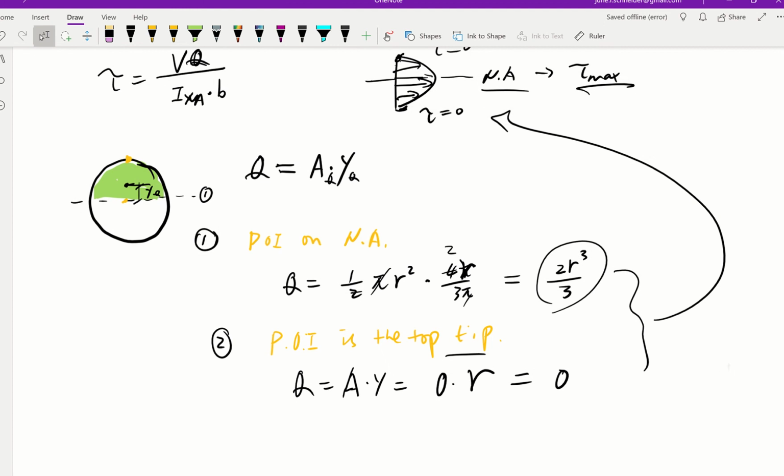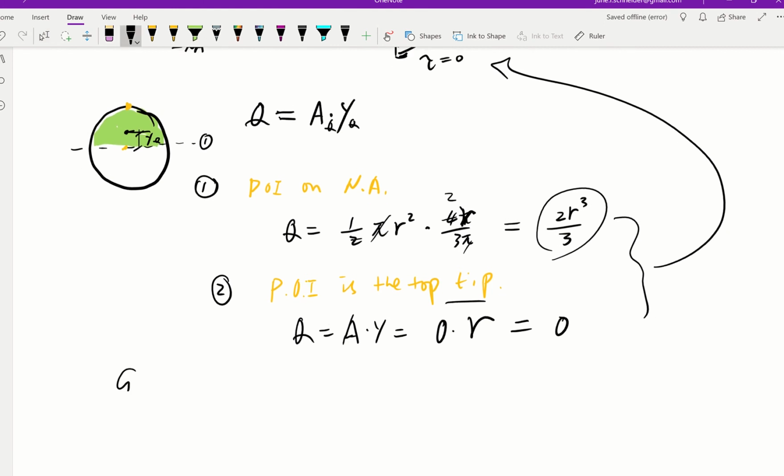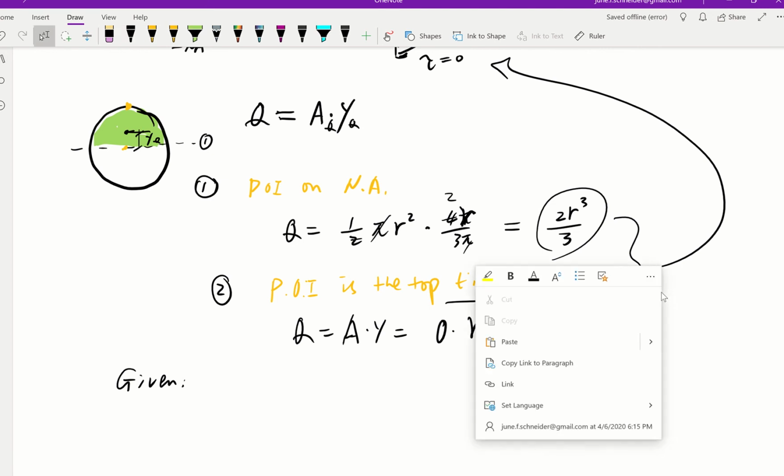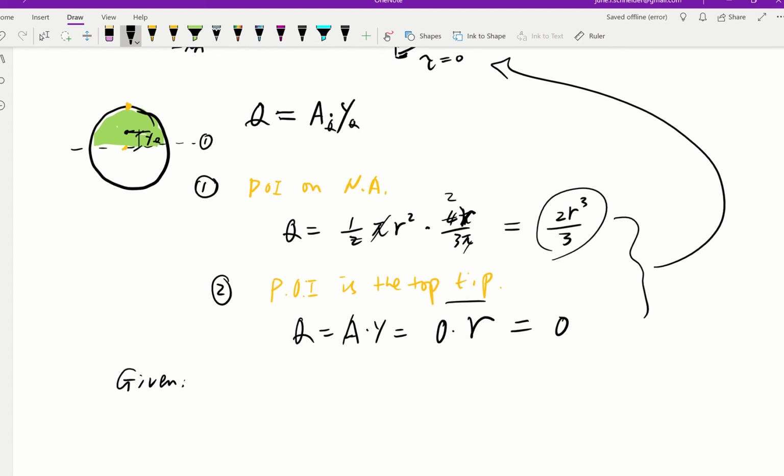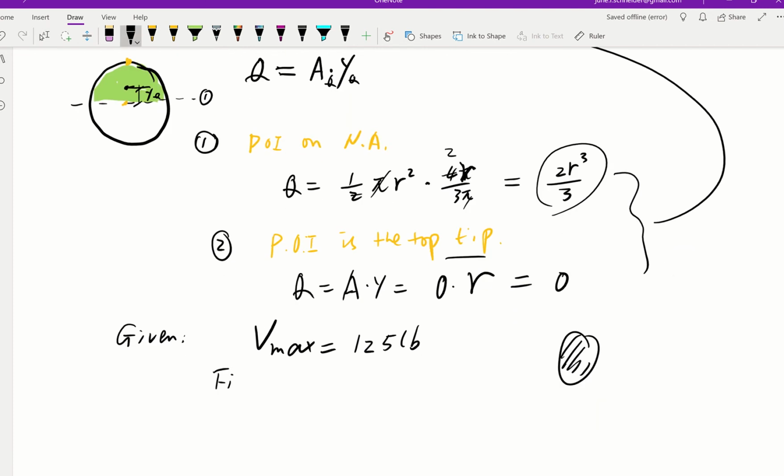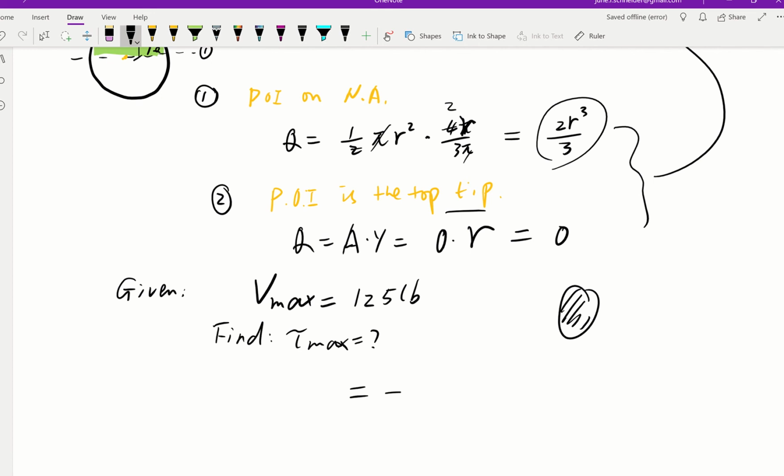Imagine we can do a quick example. Given, and for this problem, it's low-hanging fruit because they didn't give you the external loading. To find the maximum shear, they actually give you the maximum shear force. They said the maximum shear for this problem is 125 pounds for some kind of loading condition, and this cross-section is a circular shape. They want you to find the maximum shear stress. So I want you to think about it. You can pause to think about it.